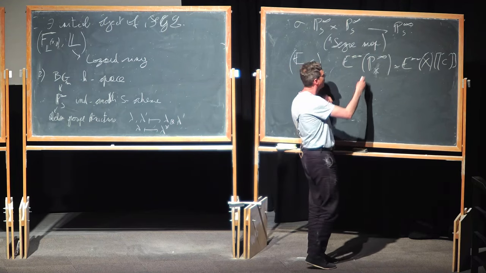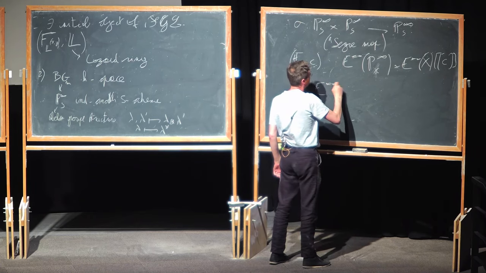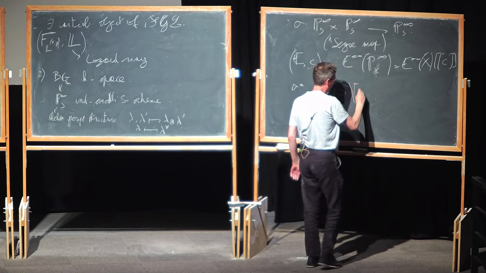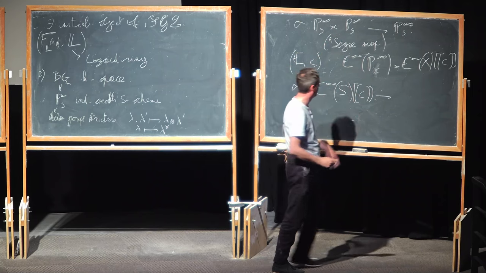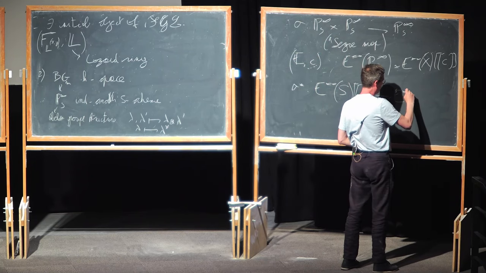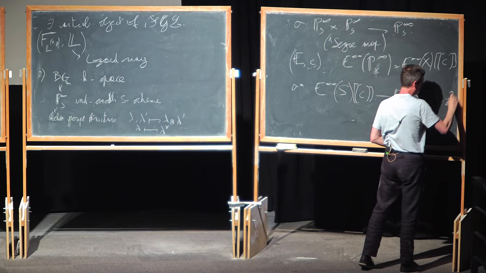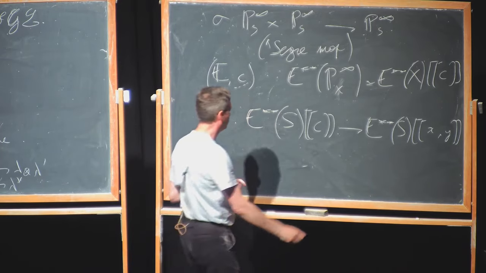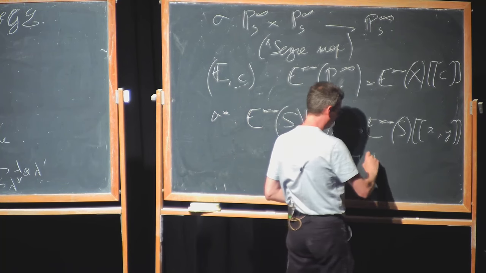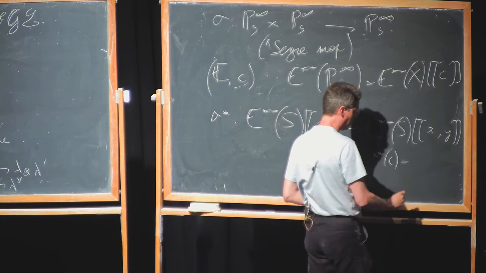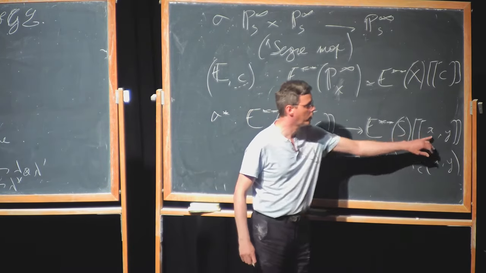And so in particular, we see that this map sigma upper star corresponds to a map like this, E star star of S, double bracket C. If you compute the cohomology of this thing using this formula, it will go to a double power series, E star star S, double bracket X, Y. Just use the projective bundle formula. And so in particular, the class C goes to sigma upper star of C, which is a power series, let's call it F of C, X, Y, in the variables X and Y.